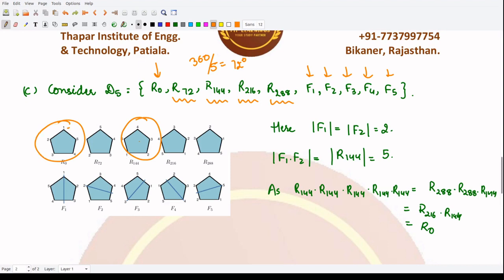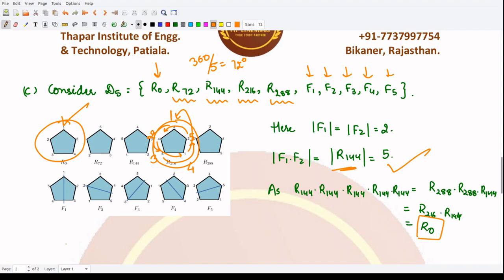So that means in the figure R216 we have to shift this thing 2 places in the anti-clockwise direction, so that this 5 would become 3 now. 5 would go to the place of 2, 2 would go to the place of 4, right? 4 would go to the place of 1 and 1 would go to the place of 3. So which figure is this? You see, this is R0, hence your answer is R0. Hence the order of R144 is 5 here within this group D5.